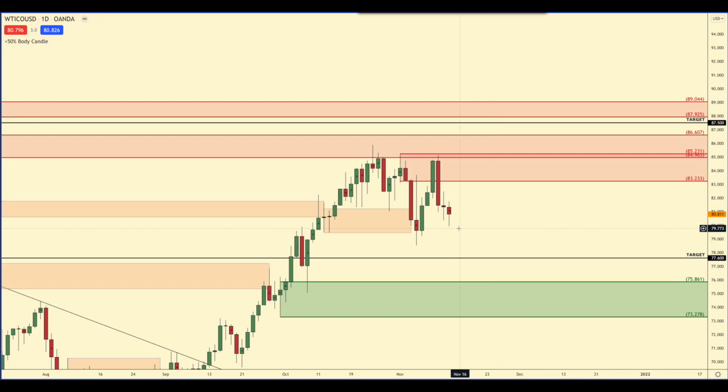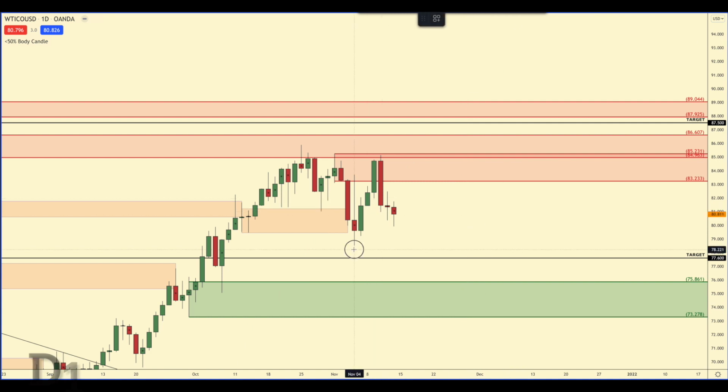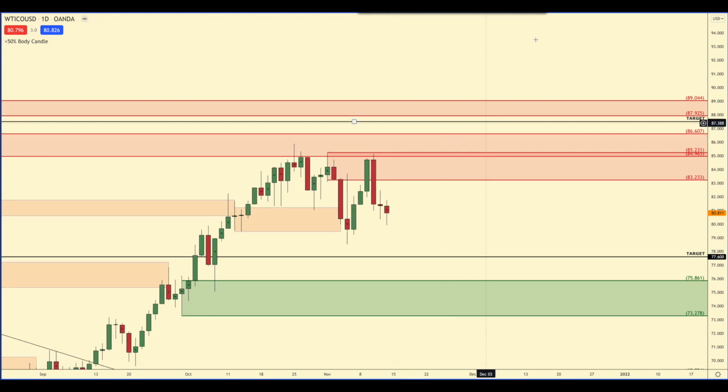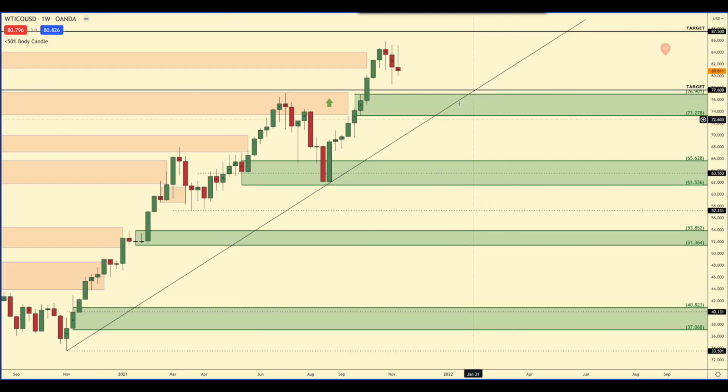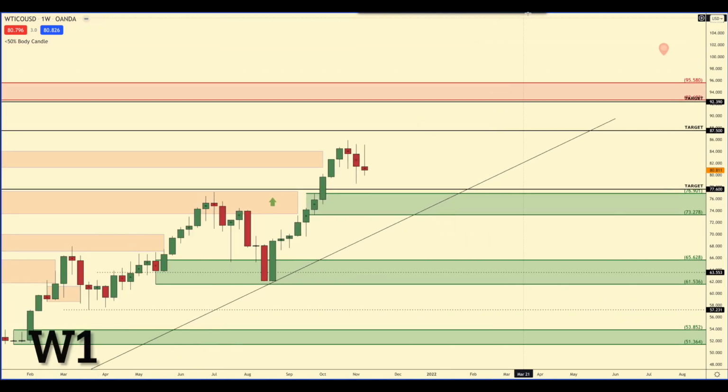All right, on to crude oil. I talked last week we could see this daily supply hold, and we are so far. So I do think we could see more downward potential in oil. I just don't want to be shorting based on this weekly trend that we have right here. It's a very strong weekly trend. Talked about it last week.